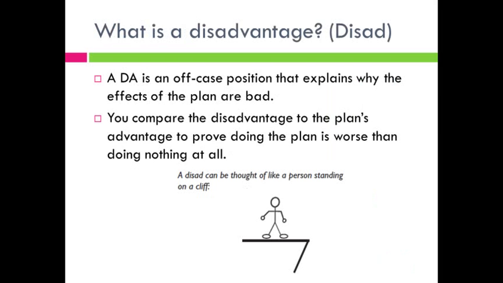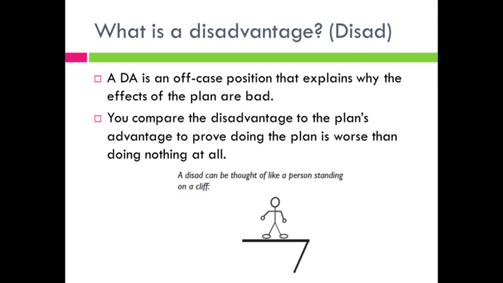Okay? So what is a disadvantage or a disad? A DA, or disadvantage or disad, is an off-case position that explains why the effects of the plan are bad. So you compare the disadvantage to the plan's advantage to prove the plan is worse than doing nothing at all, or worse than the status quo.